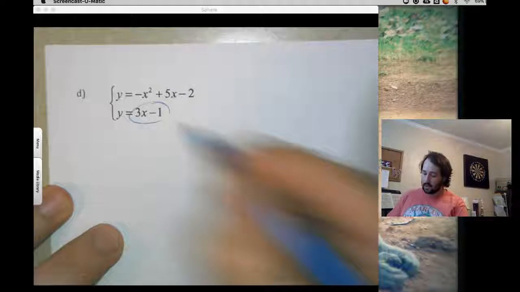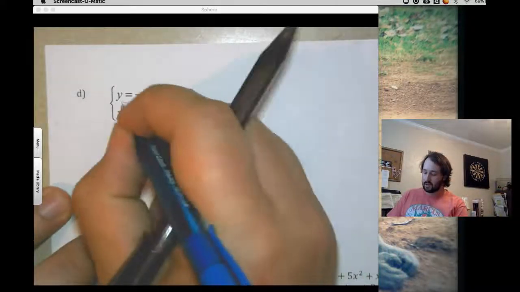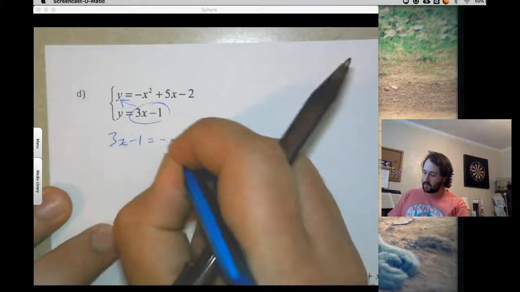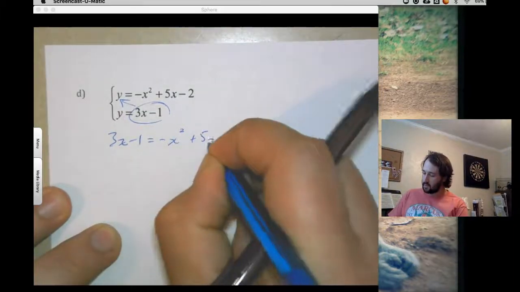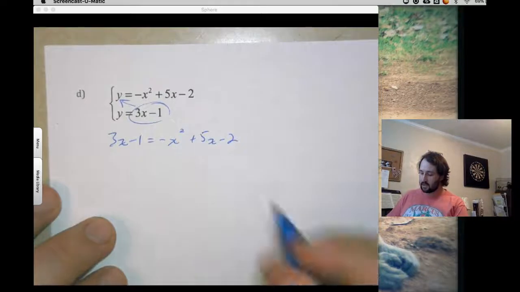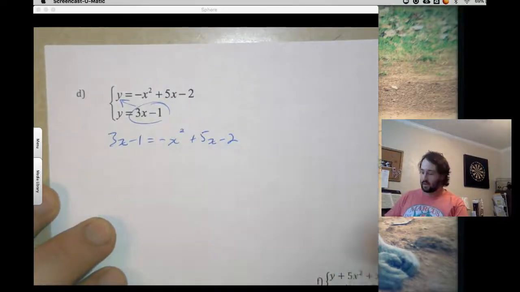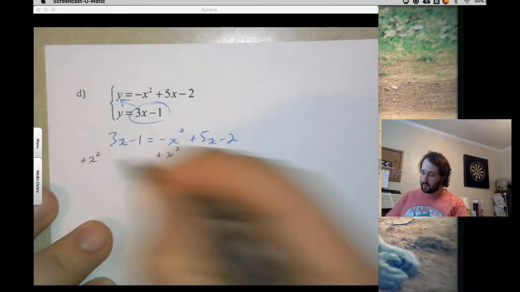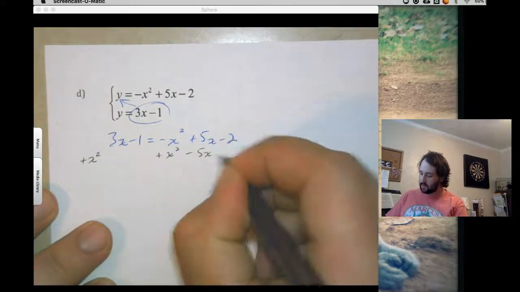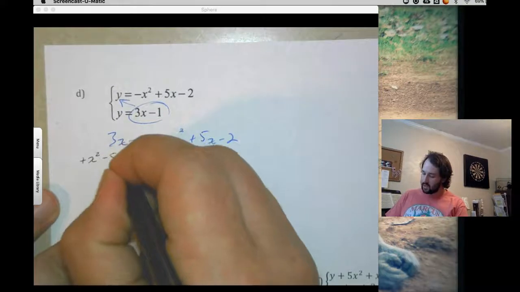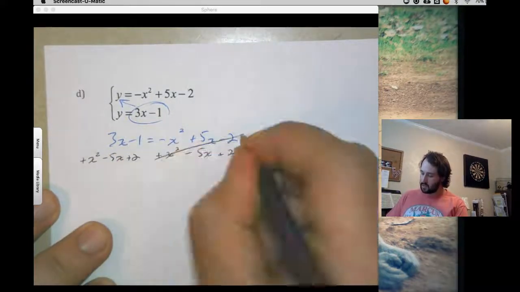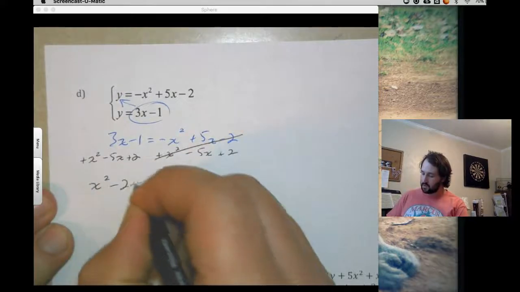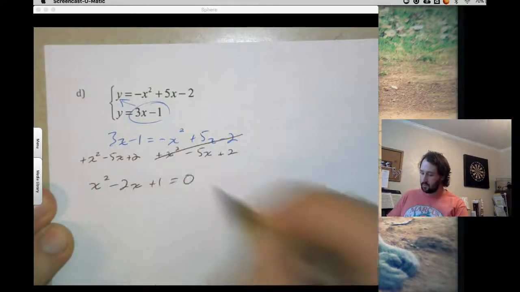So same thing again. y equals all this junk, so I can substitute it in right there. So 3x minus 1 equals -x squared plus 5x minus 2. Hopefully this factors. So I'm going to move my x squared to the other side because I like to have positive factors, so plus x squared to both sides. So that means I'll do minus 5x plus 2, so minus 5x plus 2. That makes 0 on that side altogether. So x squared minus 2x plus 1 equals 0.